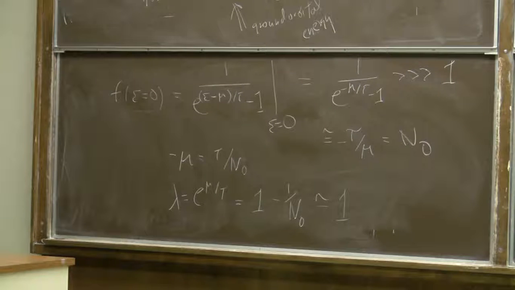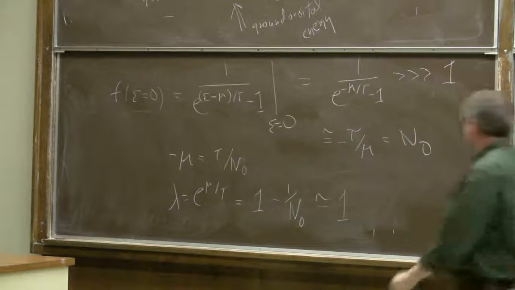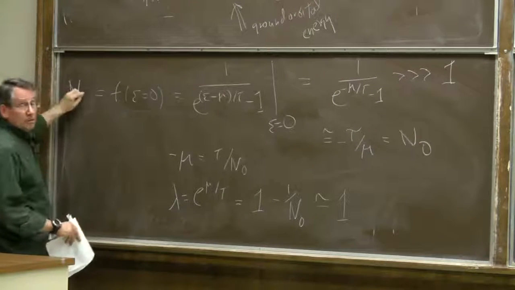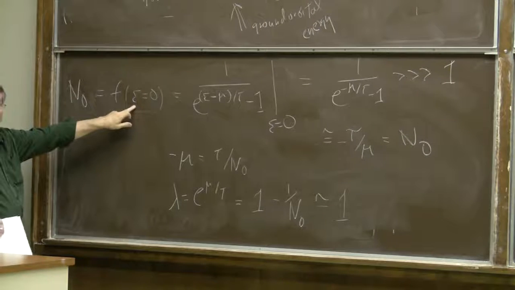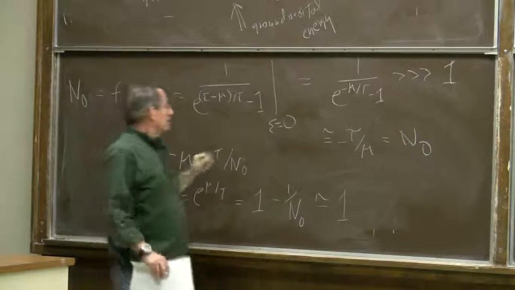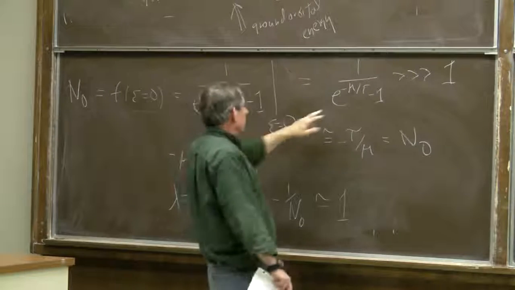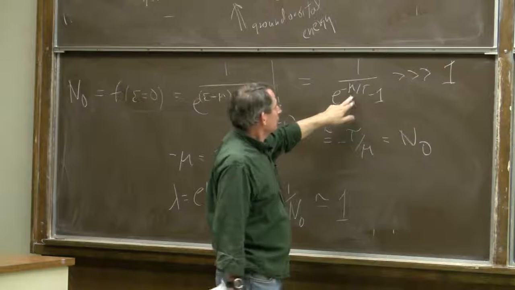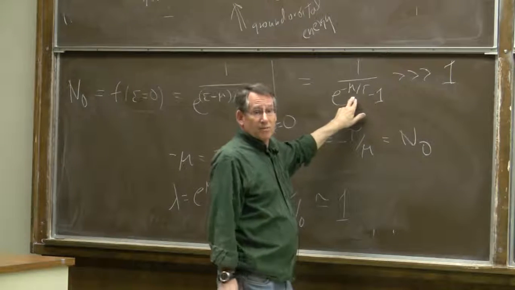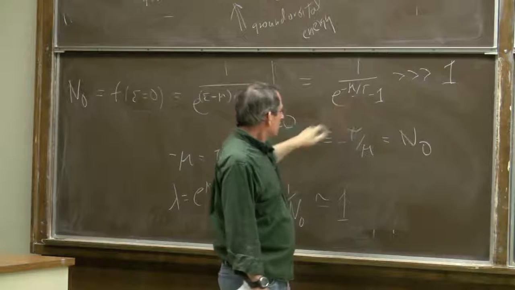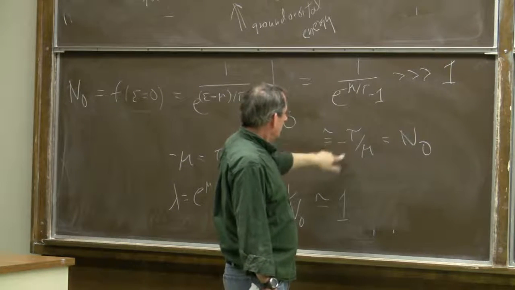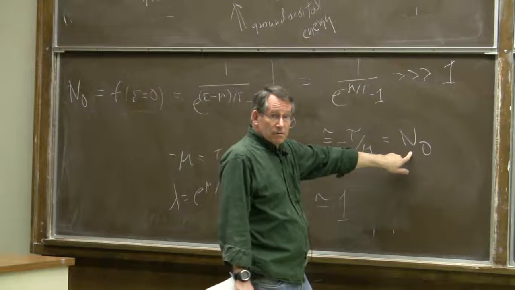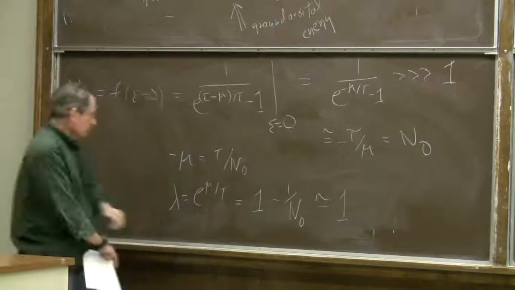Where's the step you get that n0 is much larger than 1? This is the number of particles in the ground orbital, the distribution function when the energy is 0. And it's much larger than 1 because I'm considering a Bose-Einstein condensate. So that's telling me that the chemical potential has to be very close to 0. I can expand this exponential, and this is essentially minus tau over mu, equal to this very large number, the number of particles in the ground orbital.